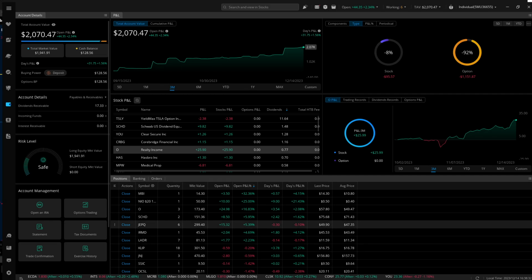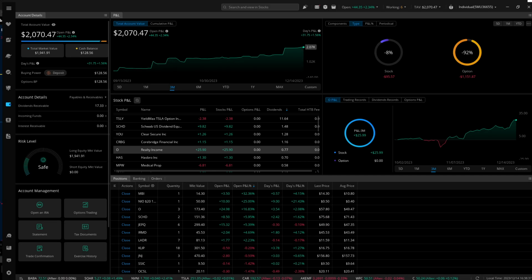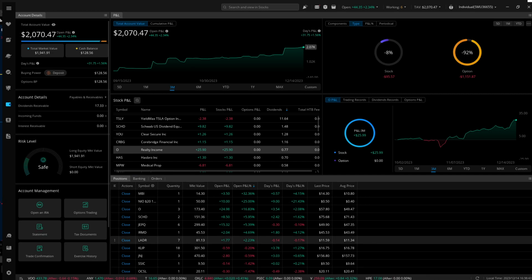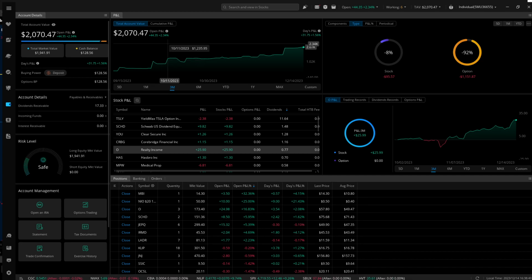The open P&L, this column right here for the positions I'm currently holding, is at a net positive $44.35. That means that if I sold all these, the open P&L would turn to 0, and I would lock these profits in as cash and then lose my dividends going forward. So I don't want to do that. I will always have some sort of open P&L on a dividend portfolio because I need those positions to be open.